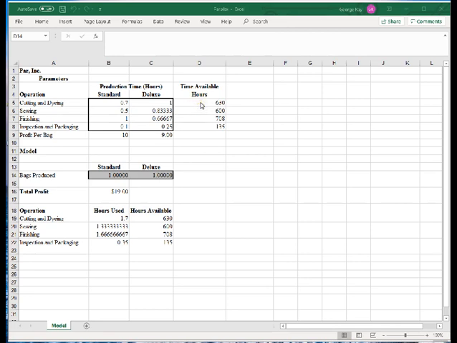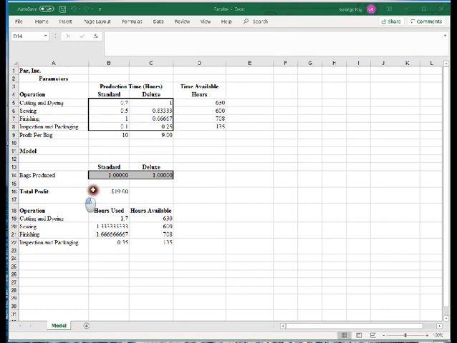In other words, we have workers that are able to do cutting and dyeing, and they can provide 630 hours of work per time period. The profit per bag we make is $10 and $9 respectively. So what we want to do is find out the quantity of standard and the quantity of deluxe bags that will maximize our total profit.